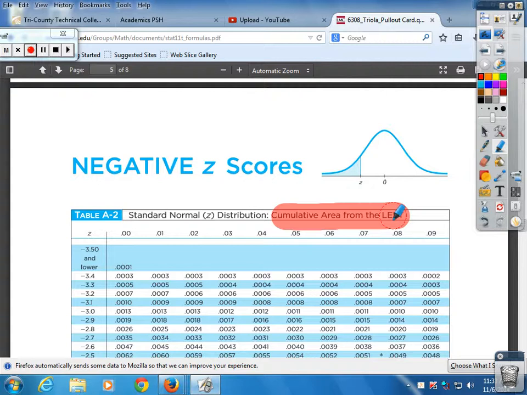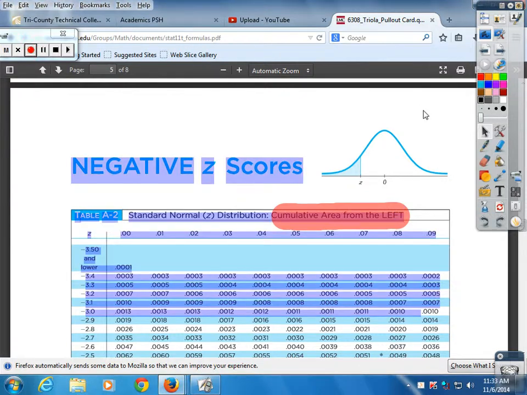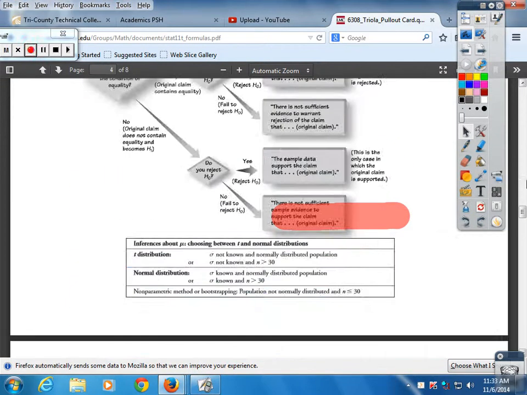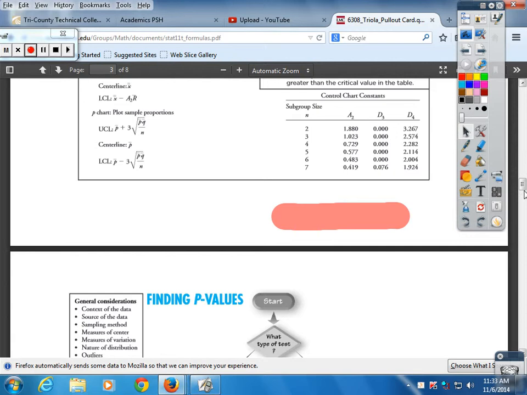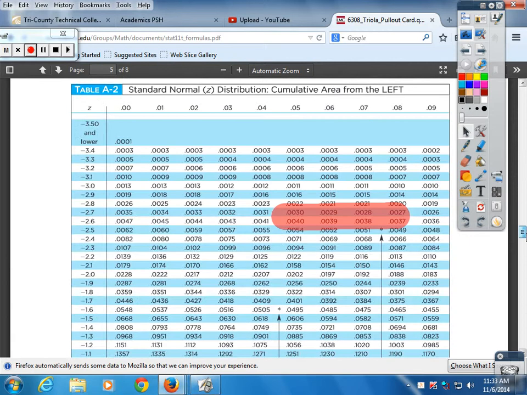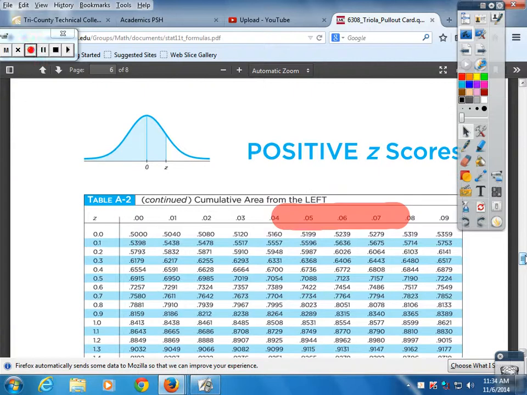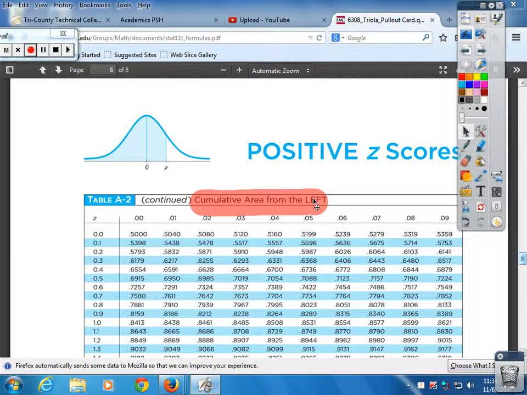Cumulative area from the what? And it's not only on this one, it's on the next one. Both of them. There's two z-score tables. There's positive right there. And it's cumulative from the left.